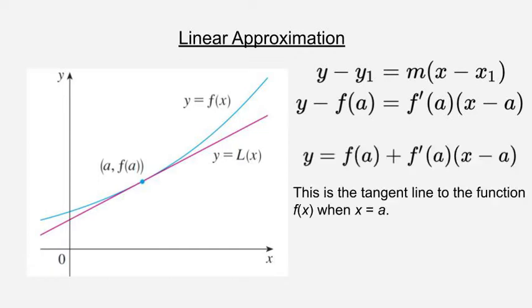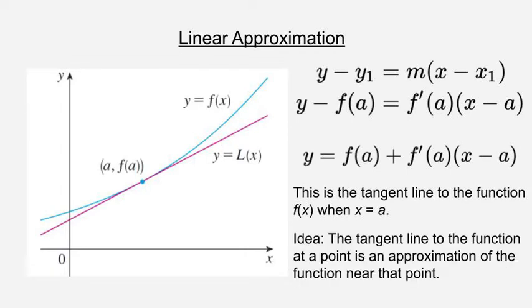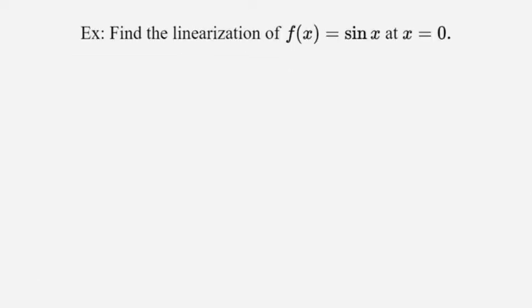And if I were to rearrange this and just solve for y, that would get me the equation here, and this would be the equation of the tangent line to the function f of x when x is equal to a. And once again, the idea here is that this tangent line will serve as a good approximation for the original function near the point that we found the tangent line at. So let's do an example.